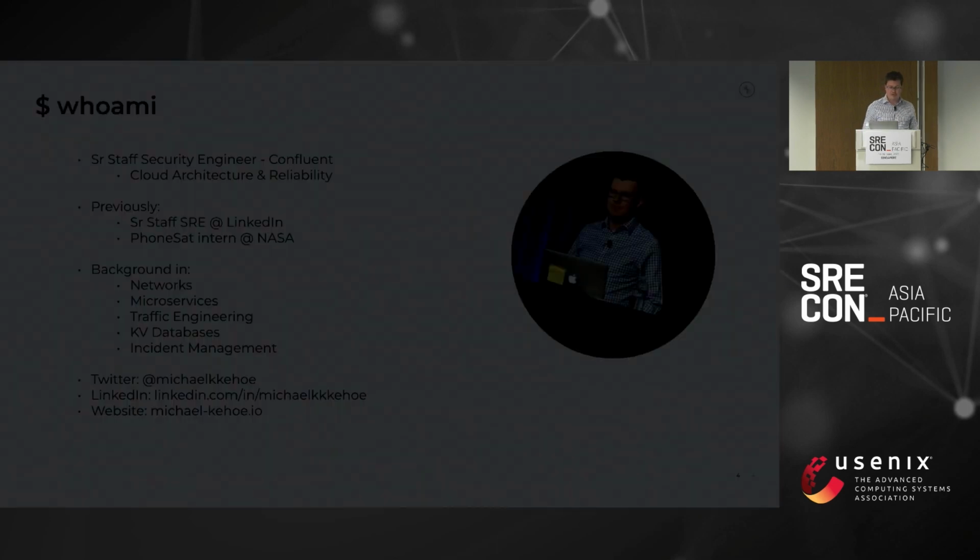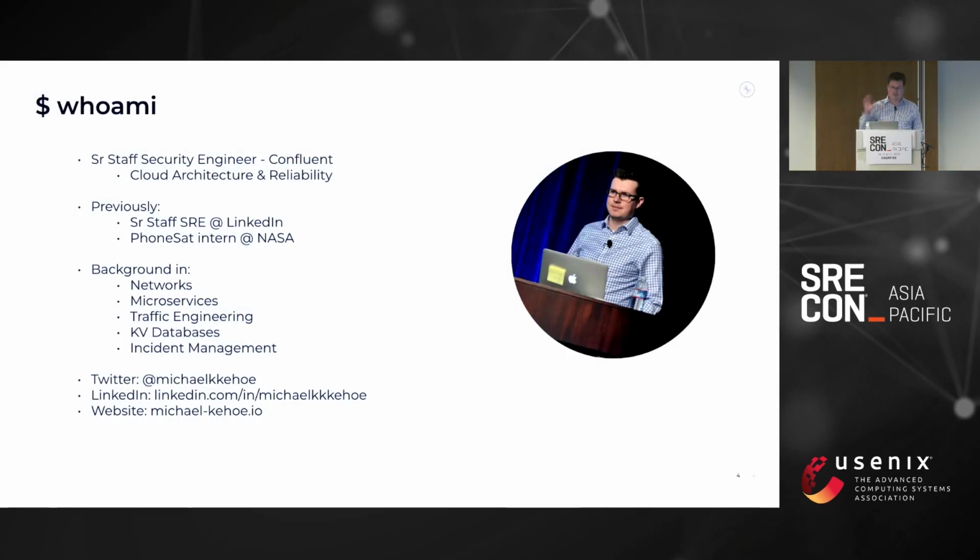So firstly, who am I? I'm Michael Kehoe. I'm a senior staff security engineer at Confluent. I'm in a team called Cloud Architecture and Reliability. That means a lot of different hats, doing a lot of different things. Previously, I was a senior staff SRE at LinkedIn. The coolest thing on my LinkedIn profile is that I used to work on a project as an intern at NASA called PhoneSat. I've worked in a bunch of different spaces: networks, microservices, traffic, key value databases, incident management, done a bunch of things.